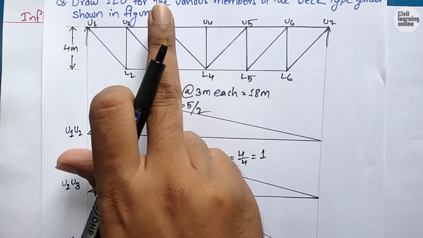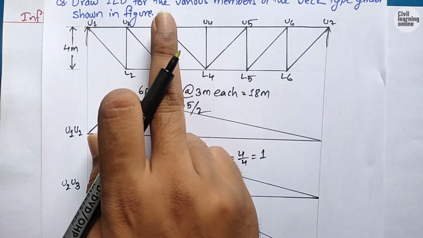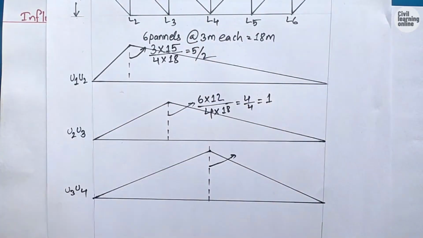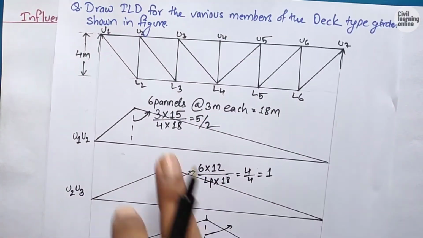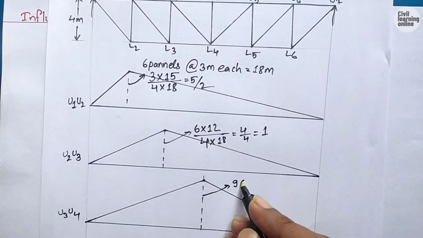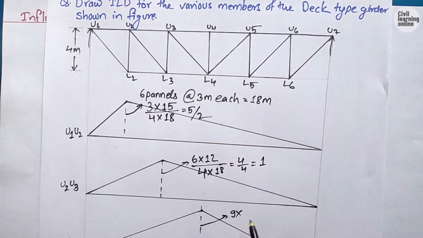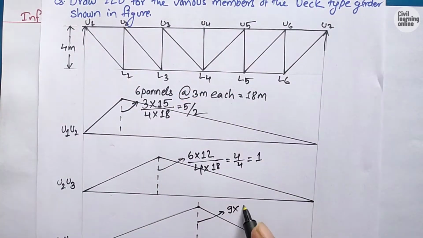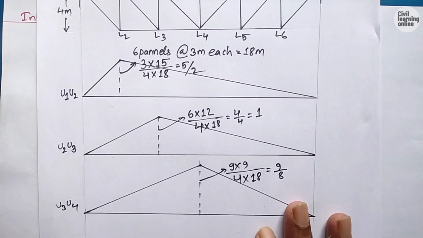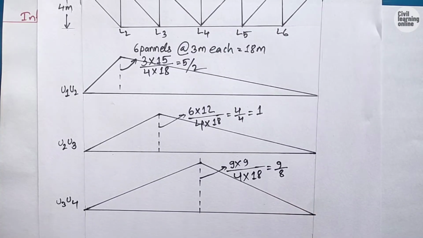Here, u3 and u4: the load carried by the member u3 u4 is transferred at node L4, so I have drawn a straight line along the node L4. Now if we calculate the height, the span on the left is 3 plus 3 plus 3, which is 9, and the span on the right side of node u4 is also 9 meters. So 9 times 9 divided by the total span of 18 meters, multiplied by the bridge height of 4 meters. On solving this we will get 9 by 8. This is going to be the height of the upper chord member u3 u4.